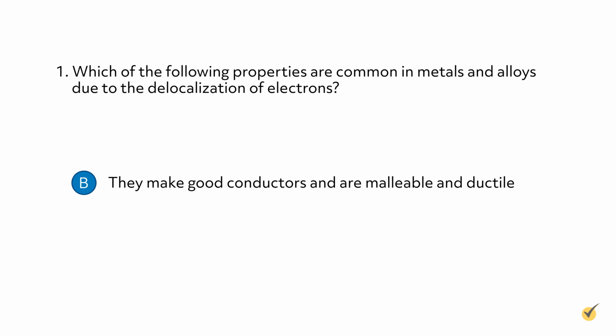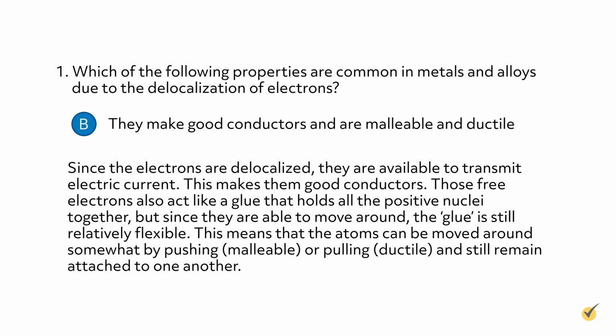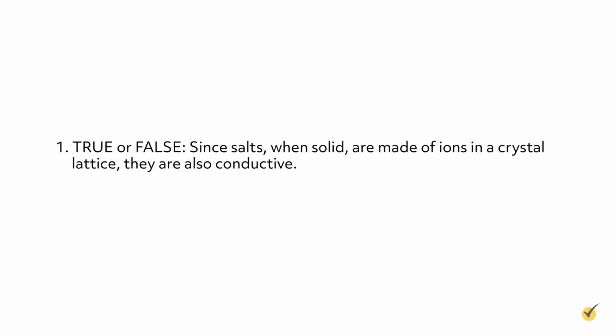The correct answer is B. Since the electrons are delocalized, they are available to transmit electric current. This makes them good conductors. Those free electrons also act like a glue that holds all the positive nuclei together, but since they are able to move around, the glue is still relatively flexible. This means that the atoms can be moved around somewhat by pushing, malleable, or pulling, ductile, and still remain attached to one another. Number 2, true or false?